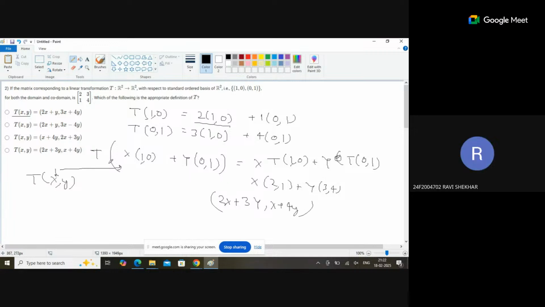We could have directly done that using the given transformation matrix, 2 3 1 4, multiplied by x y, because it is the standard basis. But if some other bases are given, then you have to follow this kind of method. That's why I used this way, so that in the next questions you don't directly get the answer if some basis is changed. You have to follow this exact method. Otherwise, I would have used that.